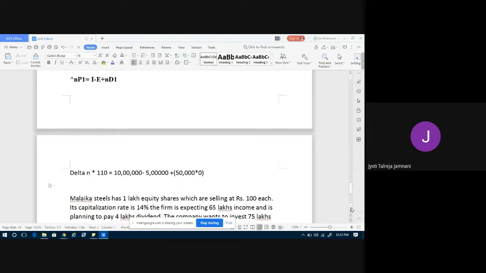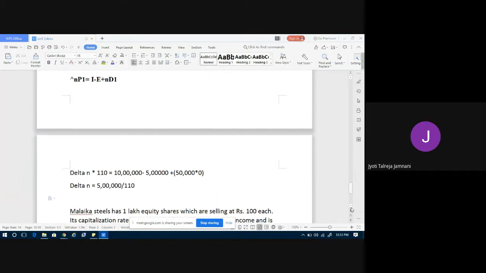So delta N will be 5 lakh divided by 110. How much do you get? 4,545.45. 4,545.45 shares.